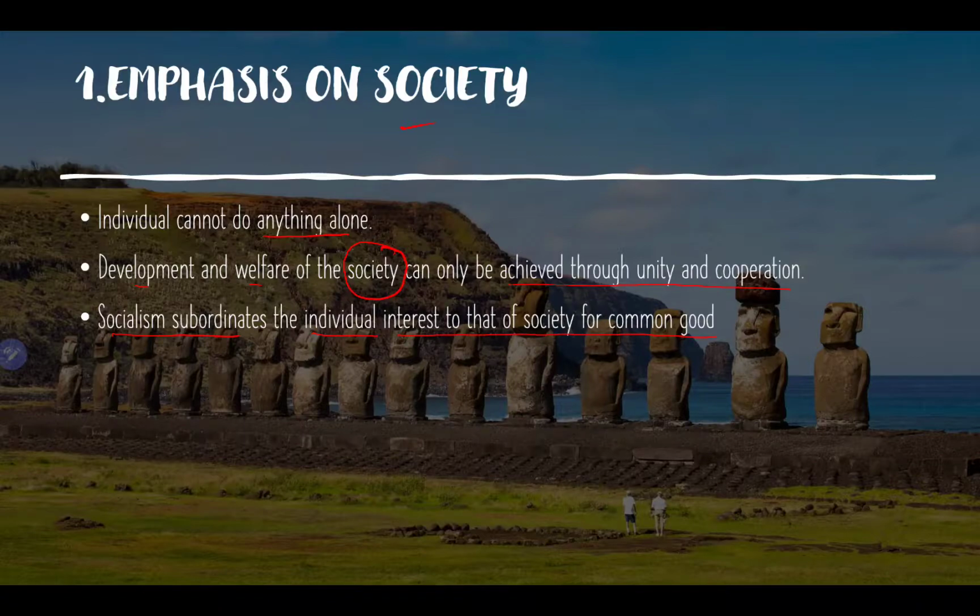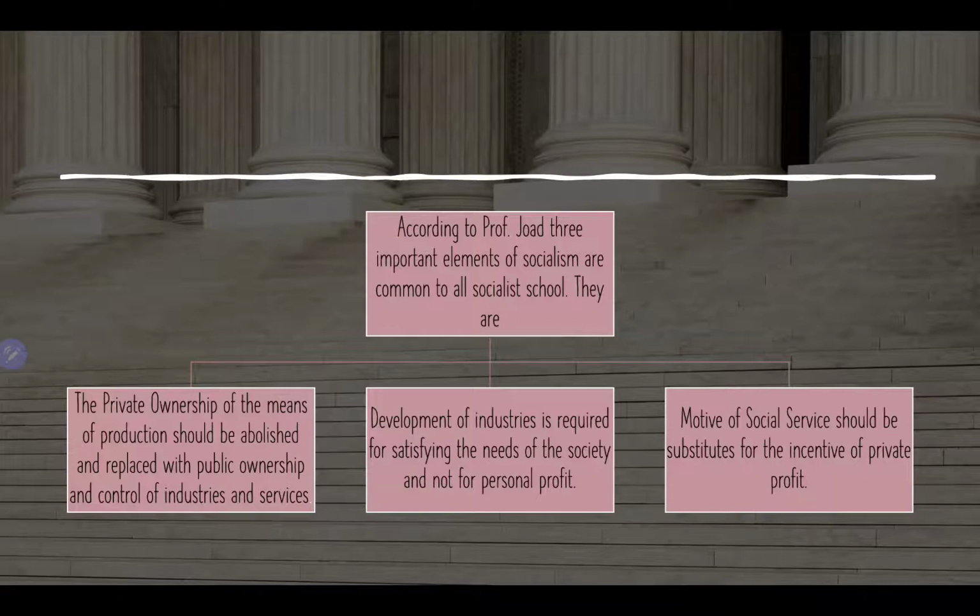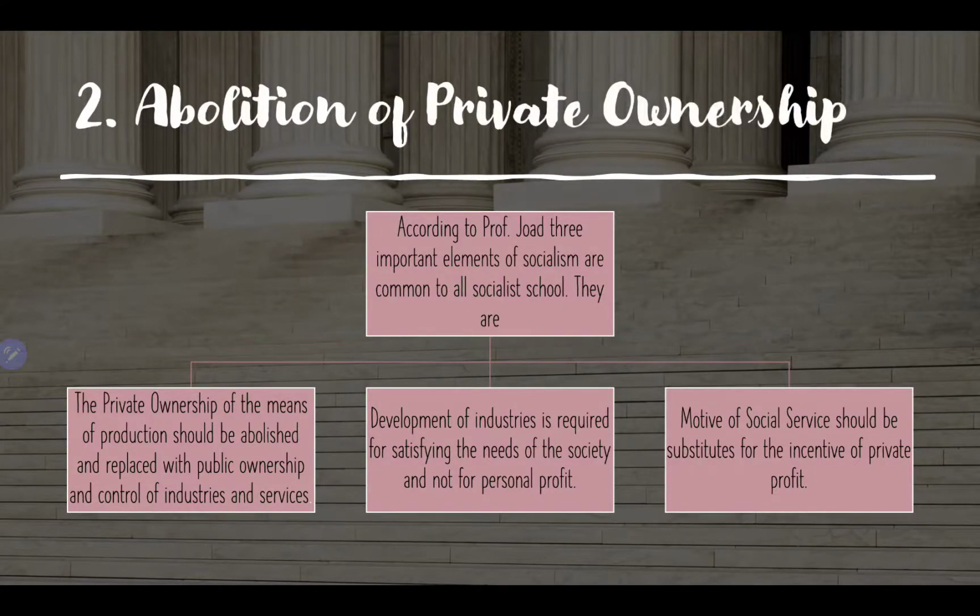In liberalism we talk about giving potential to an individual, but in socialism we talk about society as a whole. It does not regard individual interest. It is totally against individual interest, but it talks about the common good for a society. So socialism totally emphasizes what? Society. Okay, second one, abolition of private ownership.